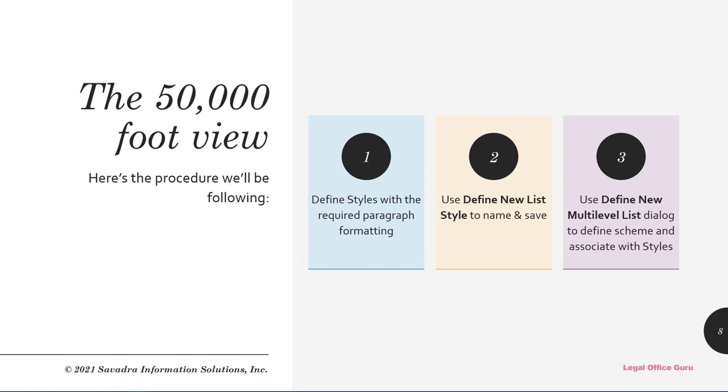2. Use Define New List Style to name our preferred numbering scheme and ensure that all future documents based on our normal template and any templates based off the normal template can access this numbering scheme. And 3, within Define New List Style, go to the Define New Multilevel List dialog to define the numbering scheme and associate each level with our new styles.